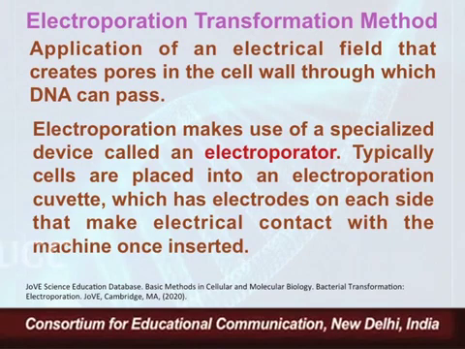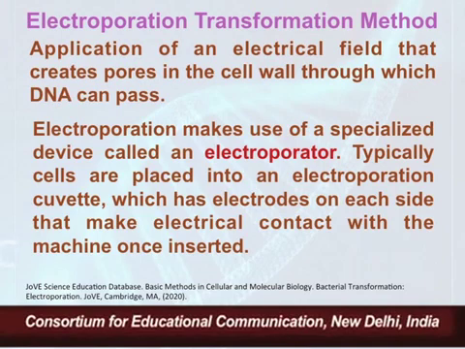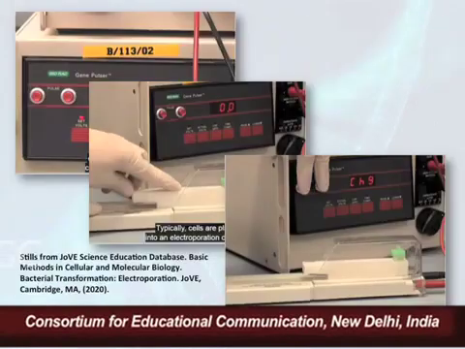The electroporation now makes use of a specialized device which is called an electroporator. Typically, the cells are placed into an electroporation cuvette which has electrodes on each side that make electrical contact with the machine once inserted. So I show you a couple of pictures which have been taken from the JoVE Science Education Database, Basic Methods in Cellular and Molecular Biology, Bacterial Transformation Electroporation Method.